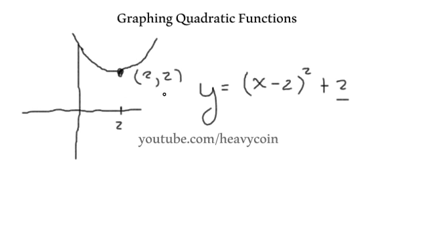Alright, so this is the vertex 2, 2. What if I wanted to reflect this graph? So it looks something like this, reflected about the point 2, 2. What would we need to do there?